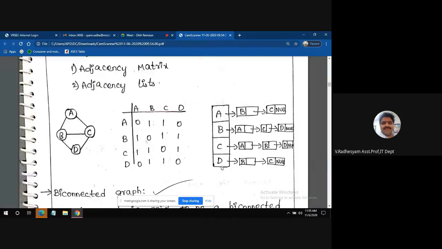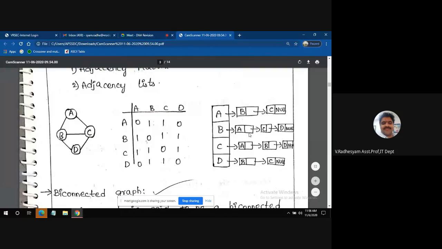Suppose you consider A, B, C, D like this. What are the nodes adjacent to A? B and C. What are the nodes adjacent to B? A and D, and C also. What are the nodes adjacent to C? A, B, D. What are the nodes adjacent to D? B and C. So the second representation is called the adjacency list representation. The first one is the adjacency matrix representation.